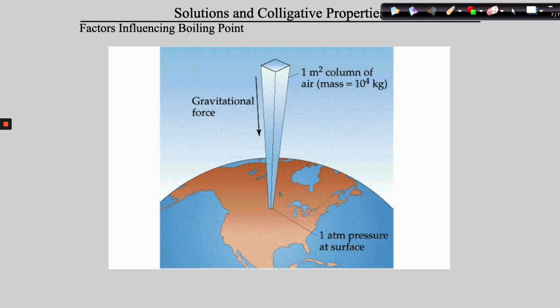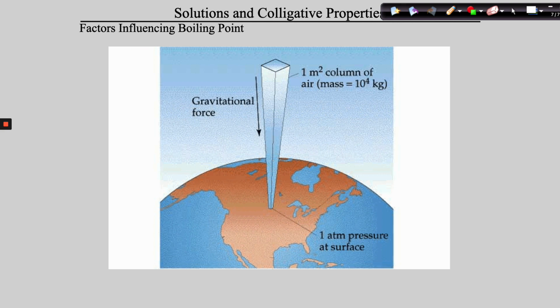So guys, does this mental picture now make sense? The idea is this. When water boils, we already know this. If we have a beaker of water, in order for that water to boil, guys, it's got to break the intermolecular forces, right? But now you know that there's also air pressure pushing down on this, and it's got to overcome the air pressure in order to boil as well.